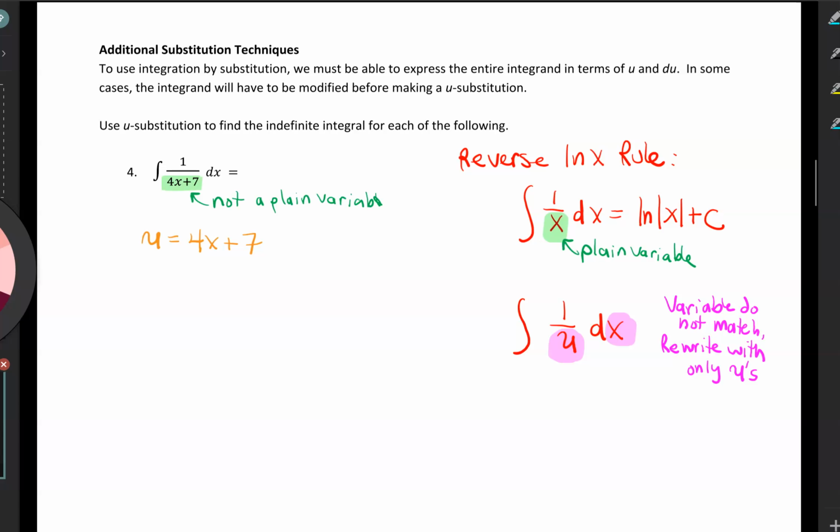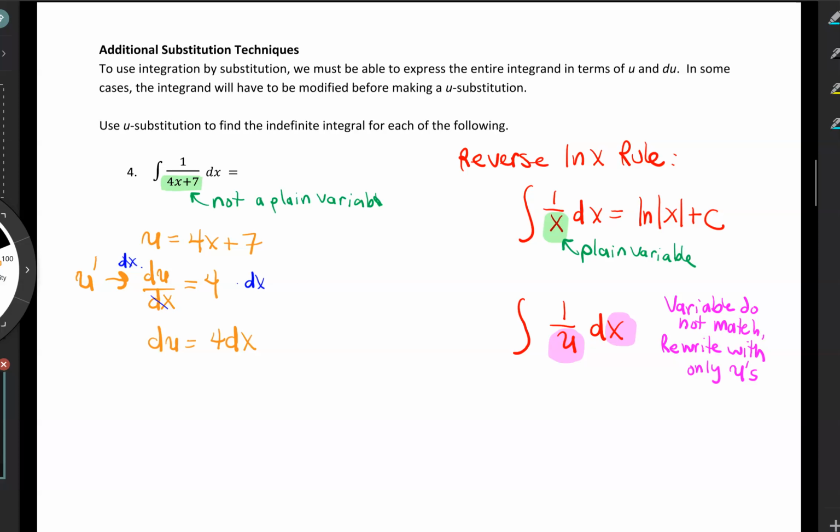Okay, so let's just continue with our steps like we normally would do. So let's take the derivative. Let's find my u prime, but remember, use that du over dx notation. Okay, so the derivative of 4x is 4. The derivative of the constant 7 is 0. We don't write it. Let's move that dx to the other side. So du equals 4dx. Okay.